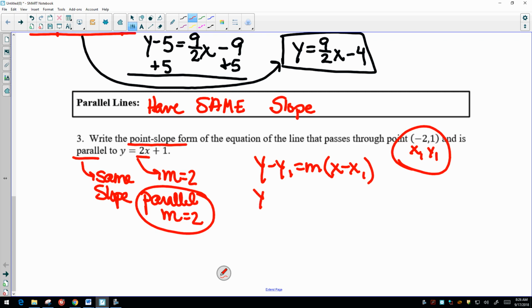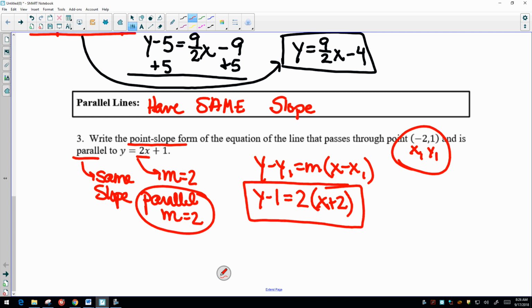So I have y minus my y1, which is 1, equals my slope. Now, since it's parallel, we said same slope, so slope of 2. And then times x minus our x1. Well, notice our x1 is a -2. So when we have minus a negative, that's going to become plus a positive. Let me stop right here. That's your point slope form. It's parallel because it has the same slope.